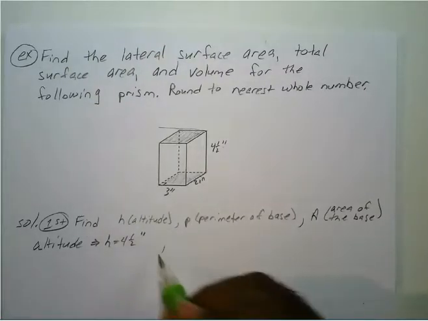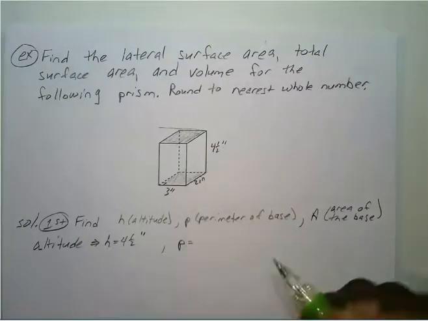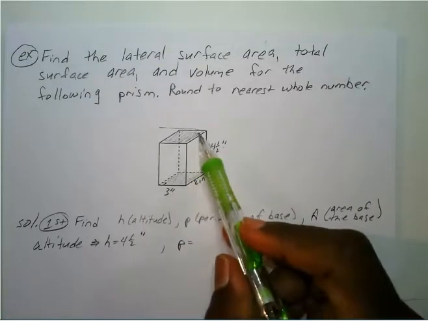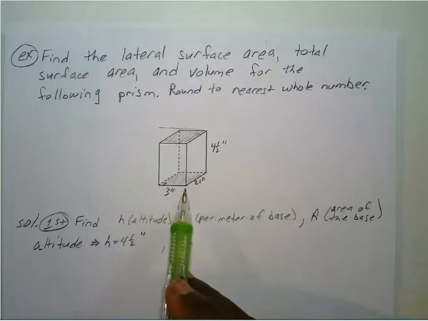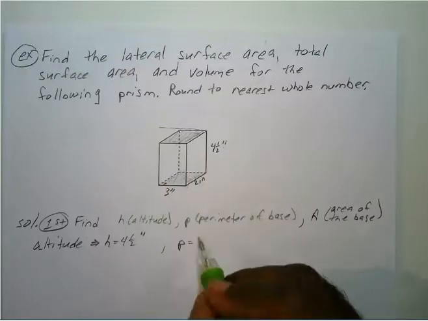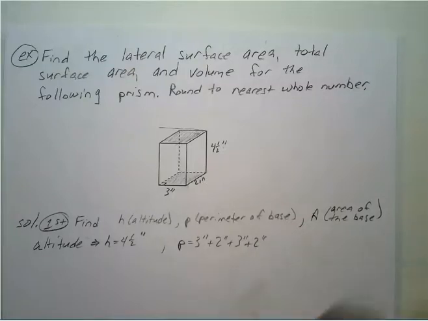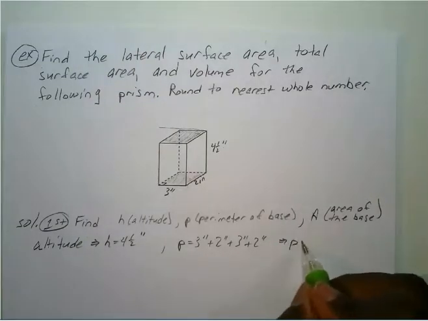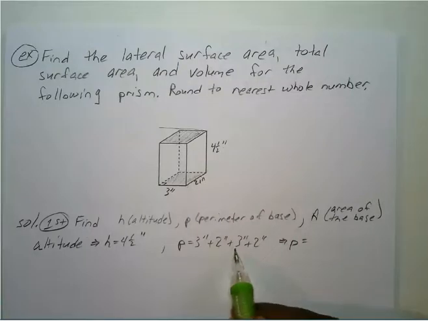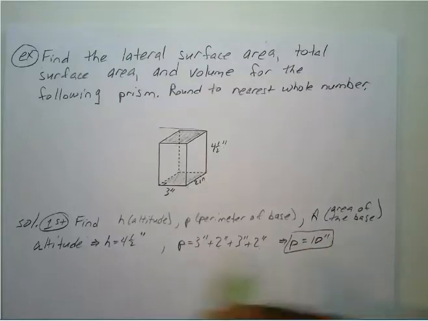Okay. Now, to find the perimeter of our base, remember to find the perimeter, you pick either base and you add all the sides. So if this is 3 inches, then this side will be 3 inches. If this side is 2 inches, then this side will be 2 inches. So that's 3 inches plus 2 inches plus 3 inches plus 2 inches. Okay, so we know that our perimeter is going to equal 3 plus 2, which is 5, 8, so that would be 10 inches. Okay, so we have our perimeter, we have our altitude, we just need the area of the base.